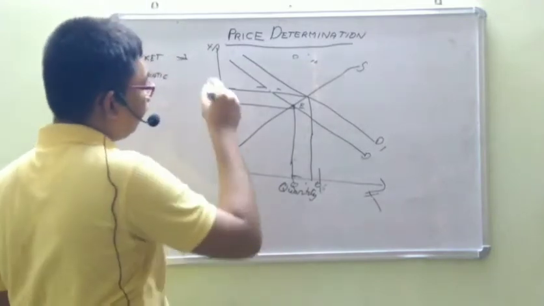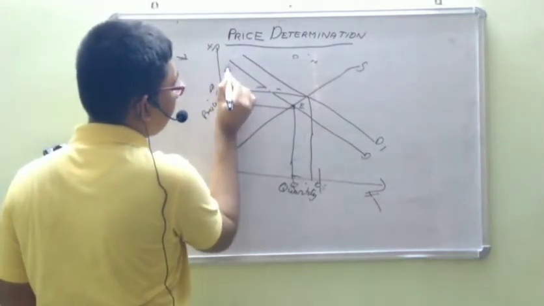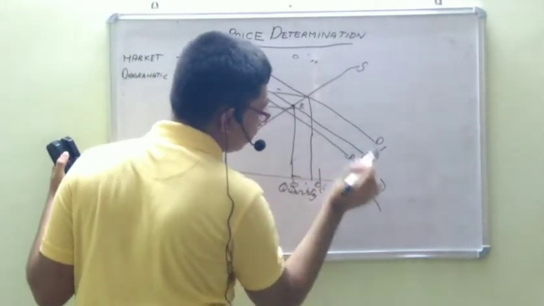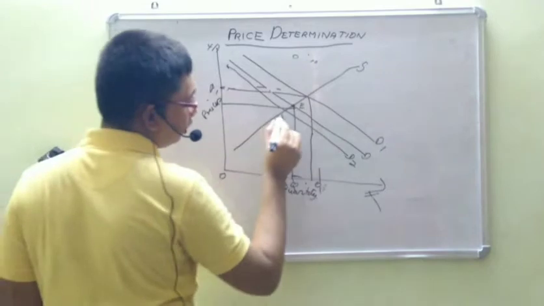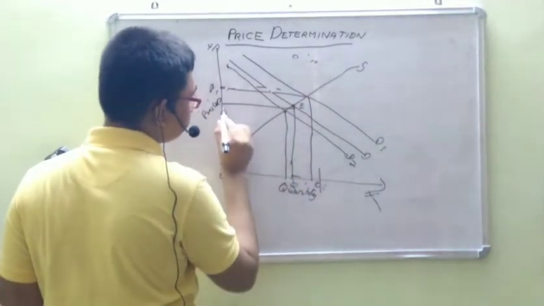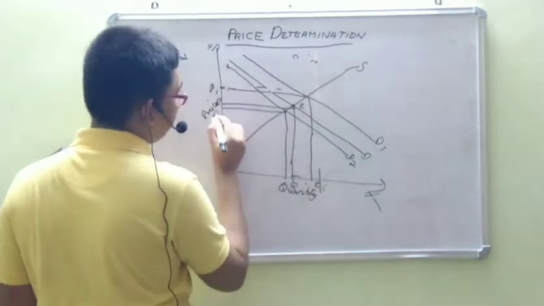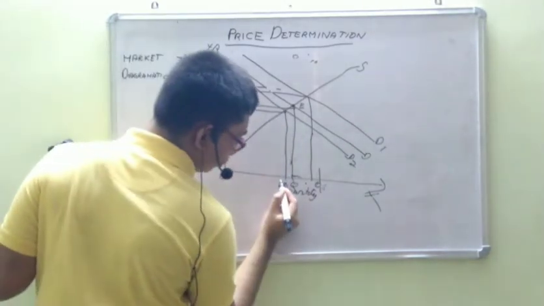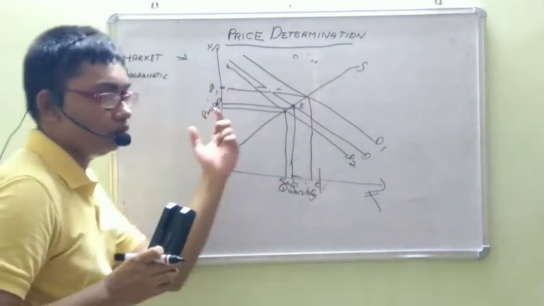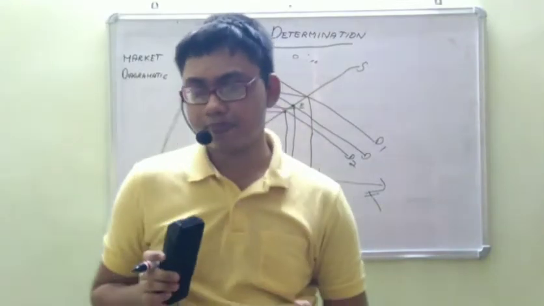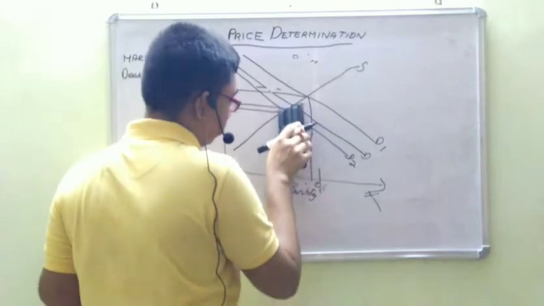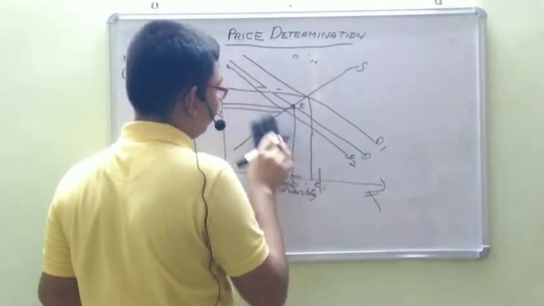On the contrary, if the demand curve shifts towards the left, to a new curve D2, they are meeting here. Now let's see P2 and Q2. Q2 is less than Q and P2 is less than P. So what do we infer?